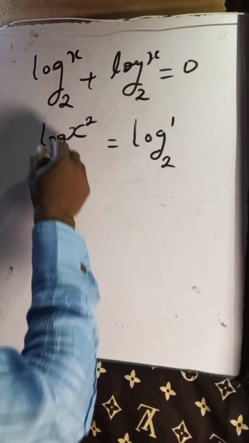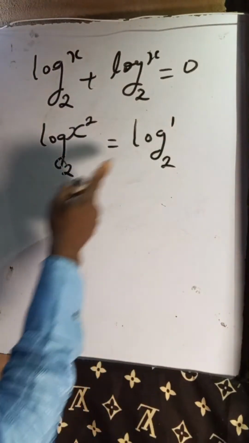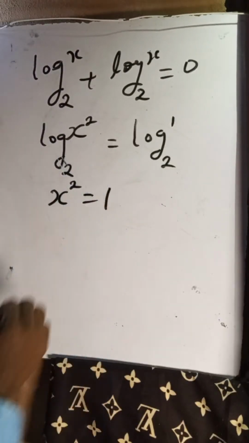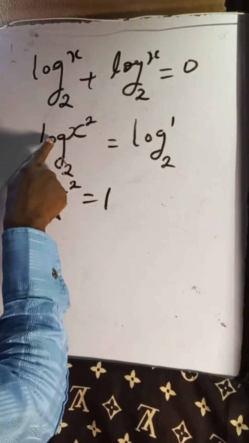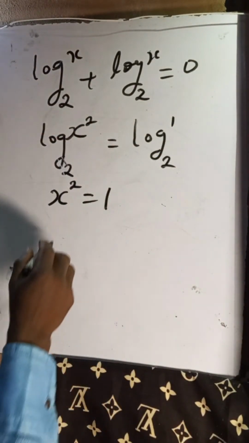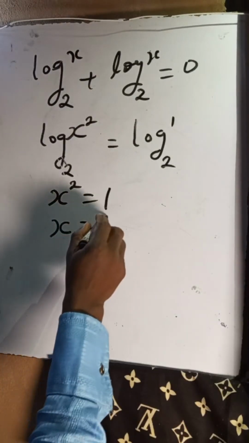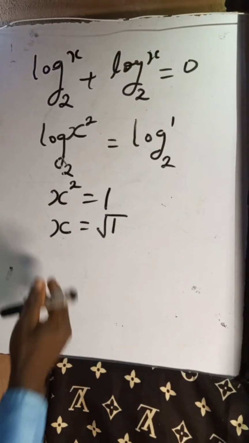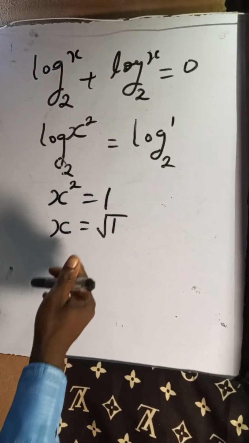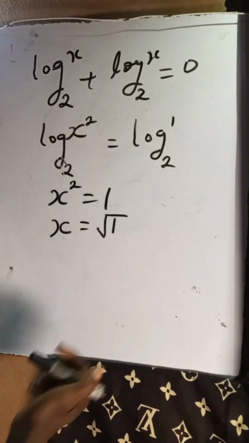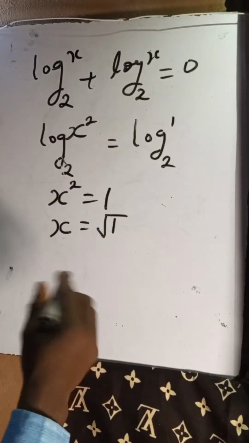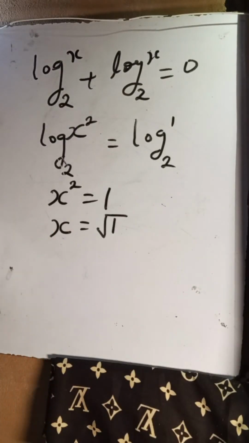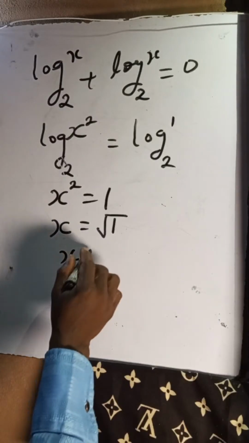So it means if this log cancels this one, we are now left with x squared. X squared is equal to 1. Equate the numbers because the logs are equal. This therefore implies that we have x equals the square root of 1. And if this is maybe a quadratic equation, difference of two squares, we can go ahead and have plus or minus 1. But which one will be the answer? It's usually the plus 1 that is the answer. So that gives x equals 1.